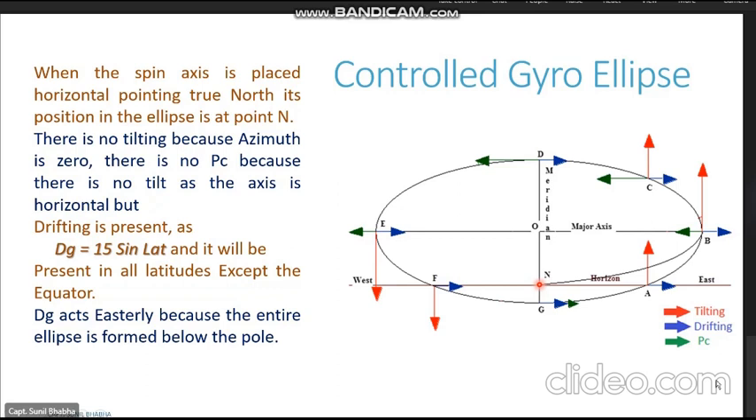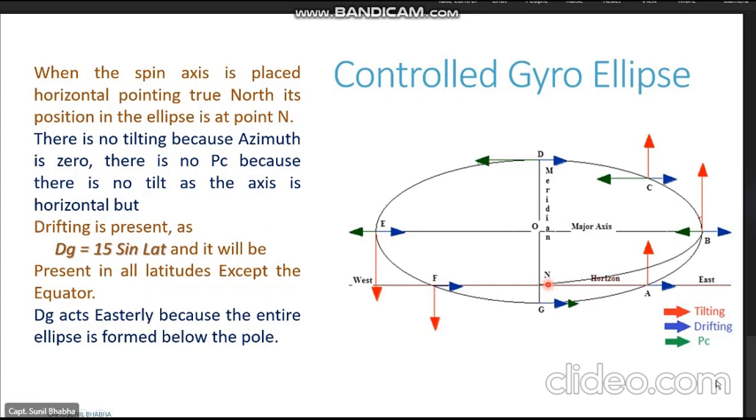Because of this easterly drifting, the spin axis is immediately pushed to east of the meridian. Be careful and pay your attention. As the spin axis moves eastwards, it has come east of the meridian now. That means an easterly azimuth is generated. If an easterly azimuth is generated, the tilting vector is now going to come in the picture. Tilting is proportional to azimuth. So as easterly azimuth is generated, we will have upward tilting.